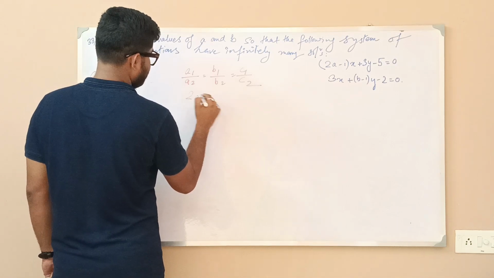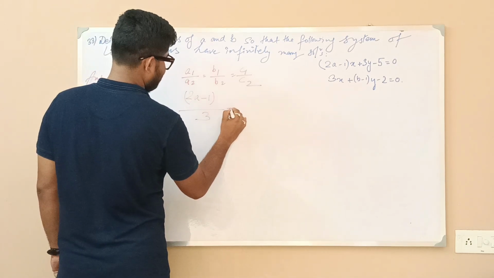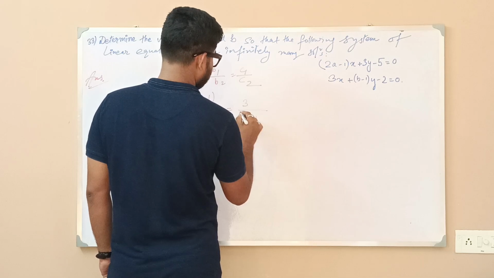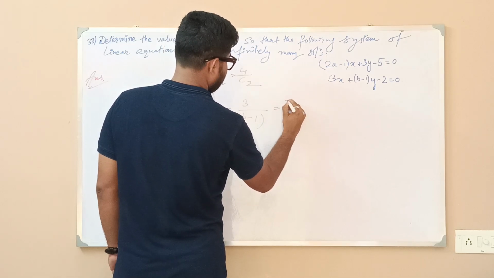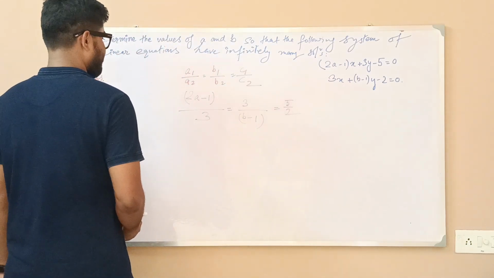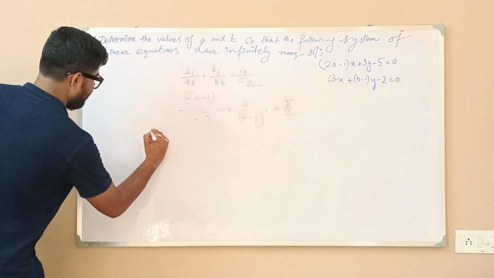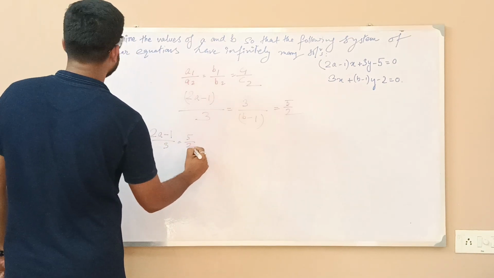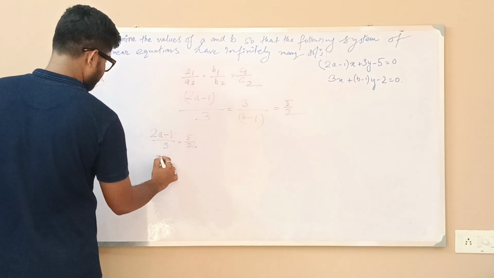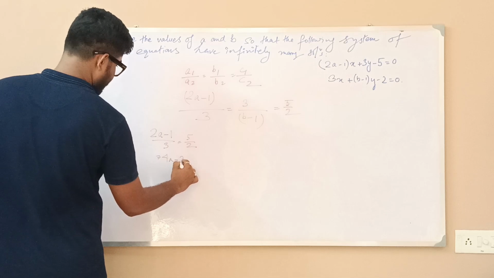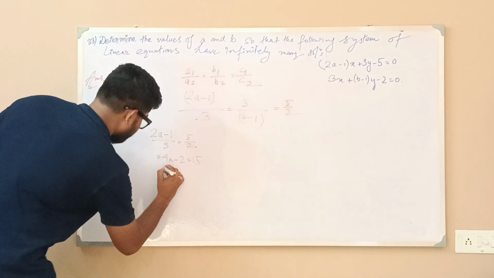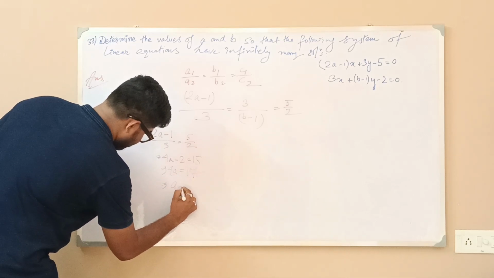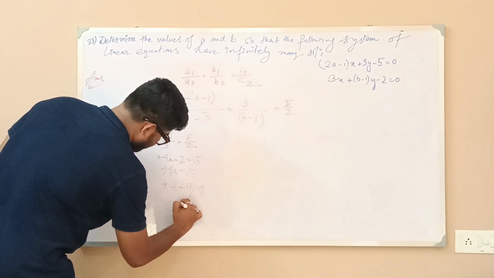So (2a - 1)/3 = 3/(b - 1) = 5/2. So we can write (2a - 1)/3 = 5/2. So 4a - 2 = 15. So 4a = 17. So a = 17/4.